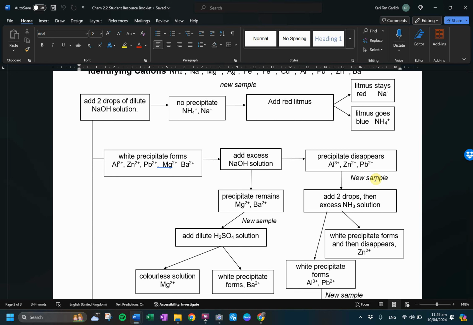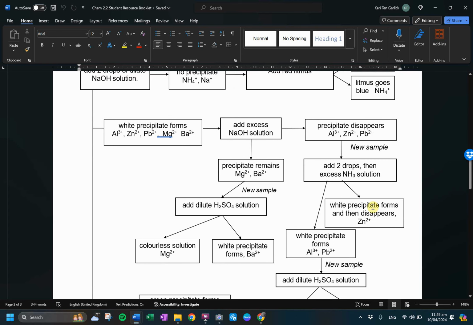So we take, again, a little bit of our sample. And we add 2 drops of ammonia and then excess. Now, I don't like how this flow chart is designed because it doesn't treat it like 2 separate steps, and I would personally treat it as 2 separate steps.